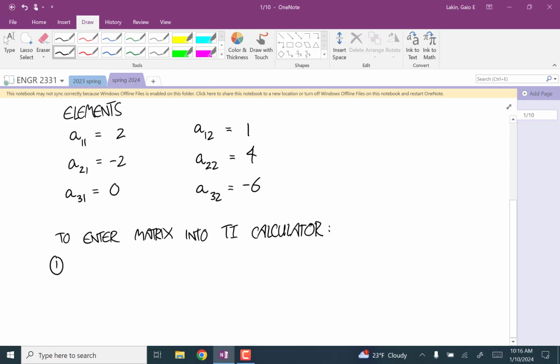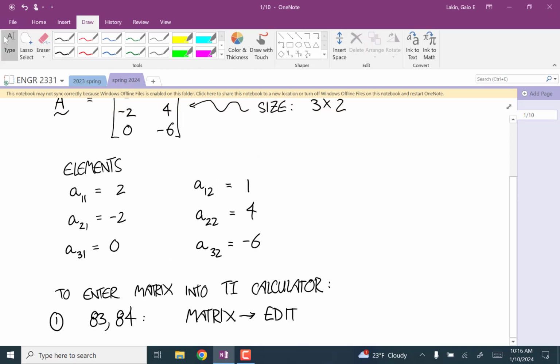The first way is if you have a TI 83 or 84, then you have to hit the matrix button, which I think is second function and then math. So go matrix. And then once you're in there, go to edit, and you can just fill out the matrix. It'll ask you the size. In this case, you would fill out 3 by 2, and then it'll give you that size of matrix, and you'll just punch in those numbers, 2, 1, and so on.